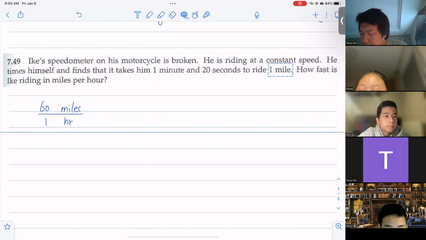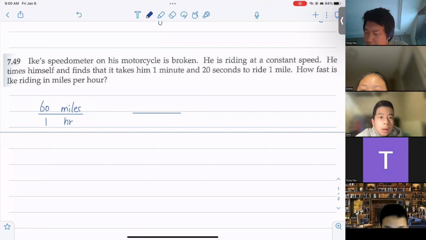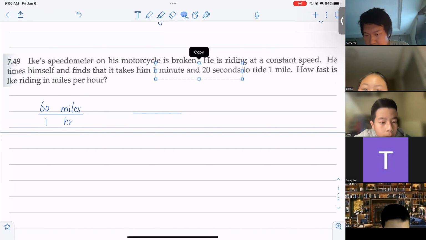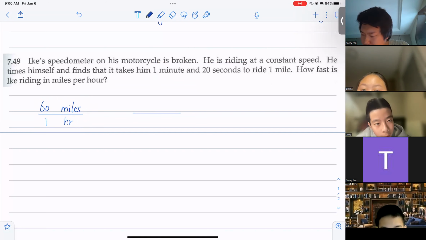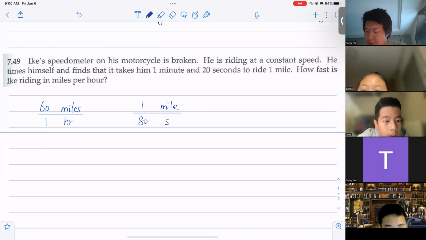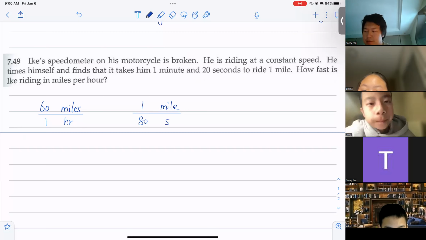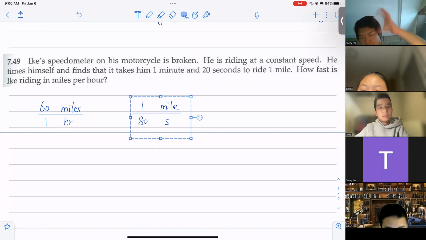Here we have 1 mile and also 1 minute, 20 seconds. So when we set up this rate, do you put mile on top or do you put minutes and seconds on top? Which one is on the top? We write 1 mile over 80 seconds. Very nice. Yes, we do 1 mile over 80 seconds. Exactly. So 1 minute, 20 seconds will be 80 seconds. We do this rather than the other way around.